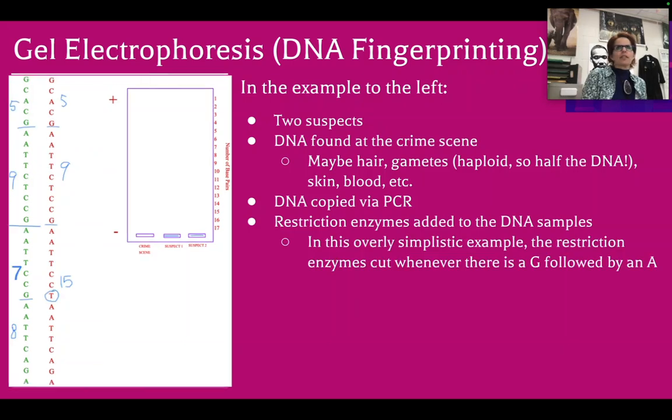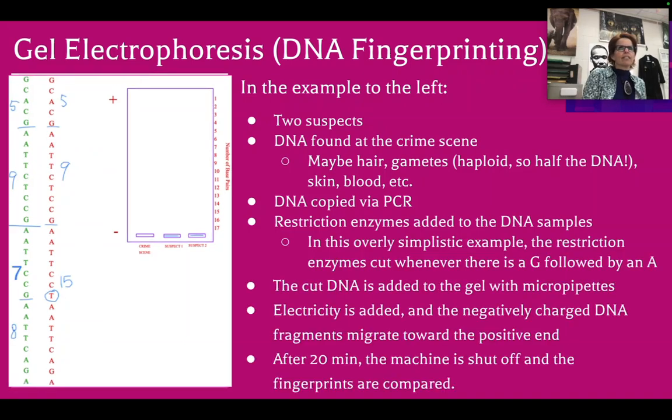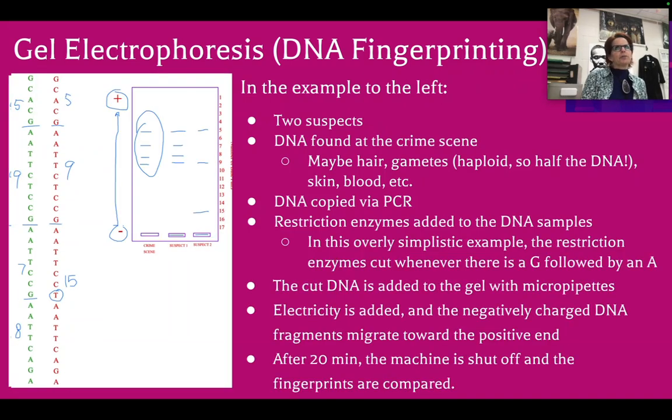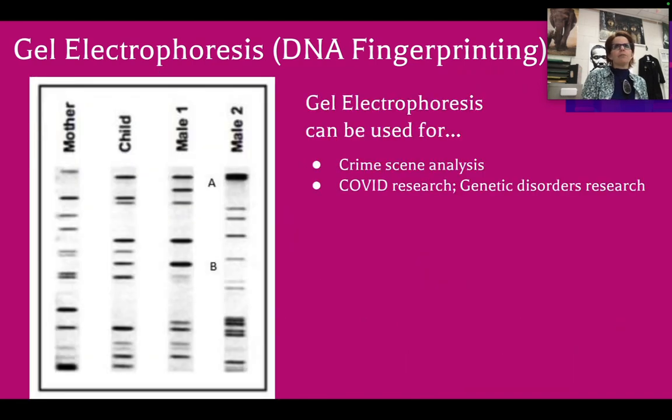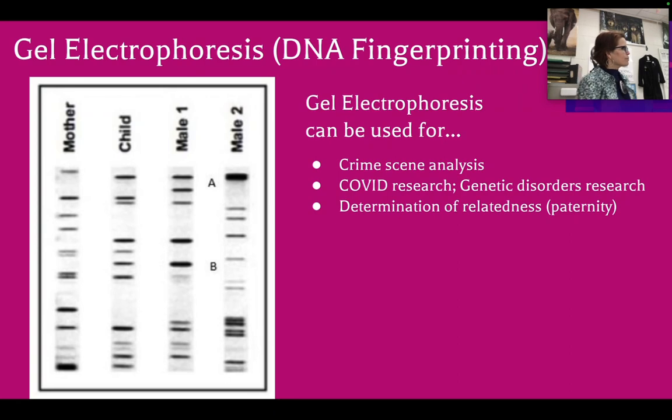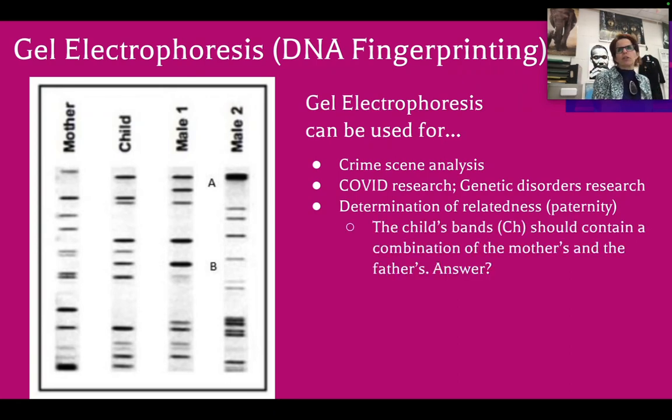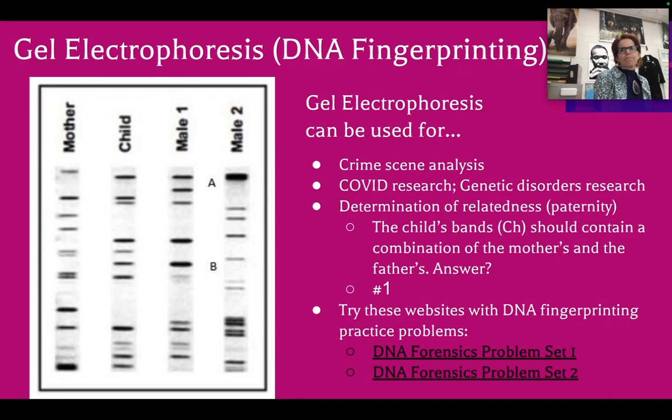And then this is just an example here. We have a DNA fingerprint and whodunit at the crime scene. It looks like suspect number 1 matches what the crime scene was. Okay, and then we can use gel electrophoresis for crime scene analysis, COVID research, doing genetic analysis on different types of COVID, that kind of thing, genetic disorders research, paternity, and so on.